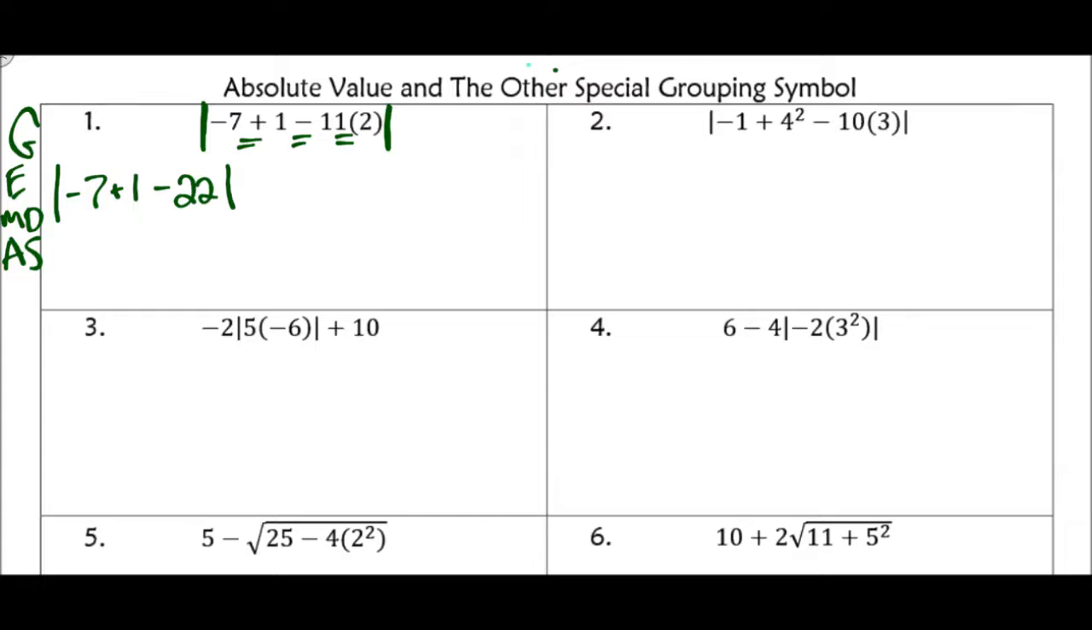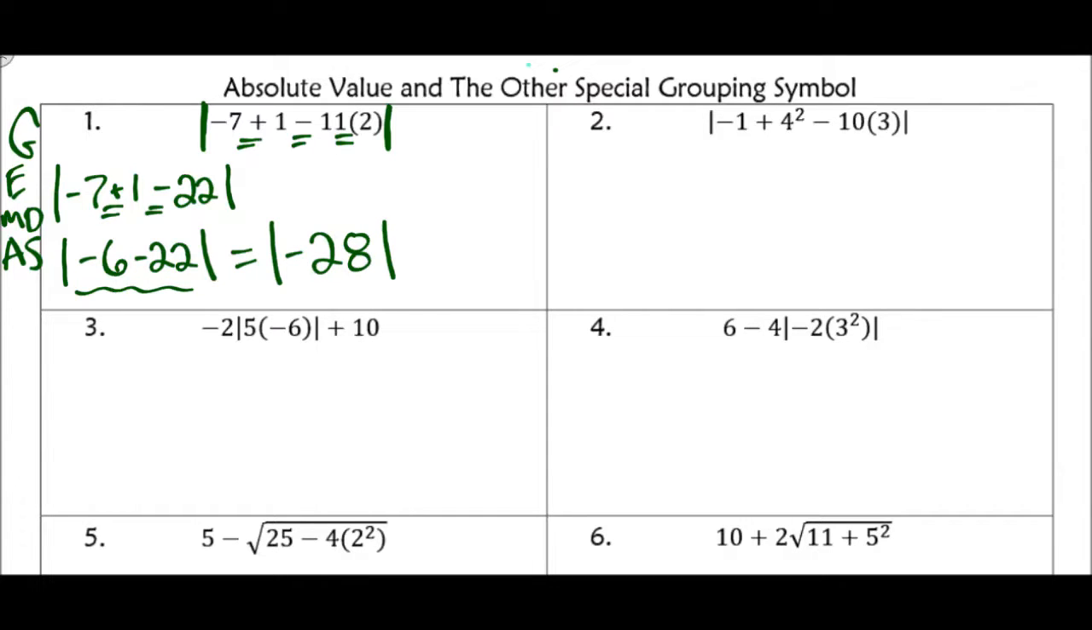Now I can do my addition. I have addition and subtraction. I'm going to work that left to right. -7 plus 1 is a -6. Minus 22. Still have to finish inside of there. So that gives me the absolute value of -28.